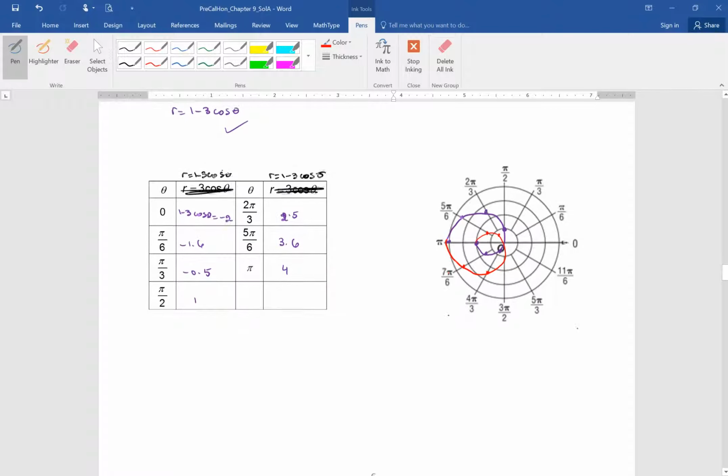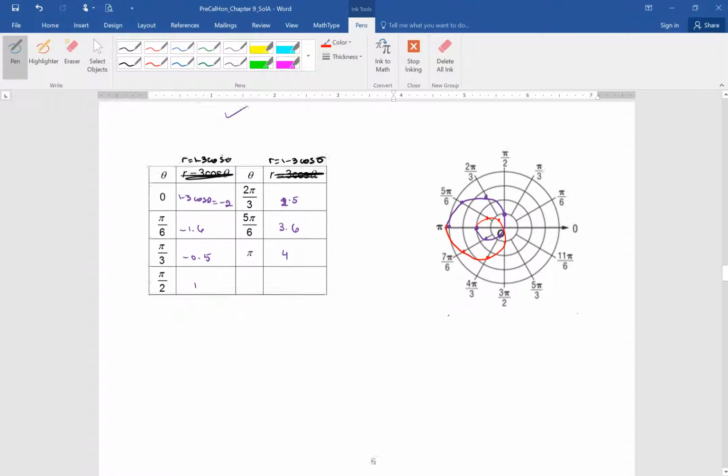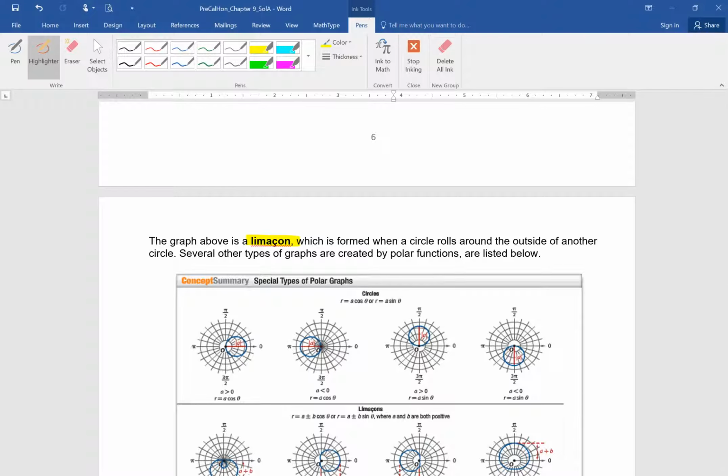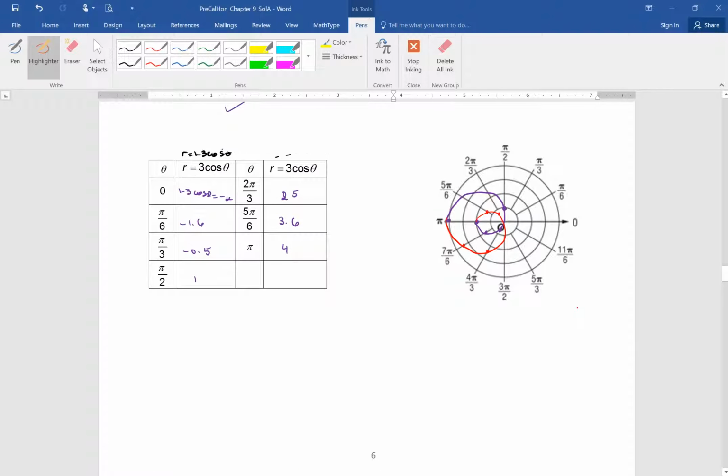All right. So this has a special name. It's called a limacon, which is formed when a circle rolls around the outside of another circle. So suppose you had a different circle here, and if that circle rolled around it, that's what you would get. You would get a limacon.